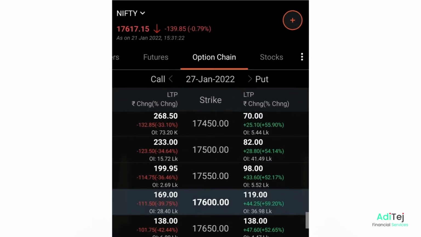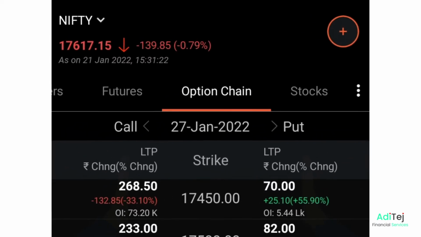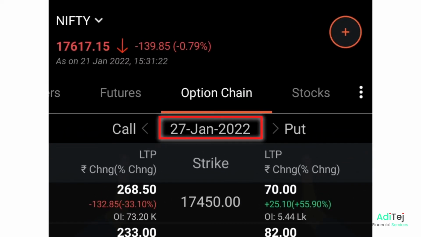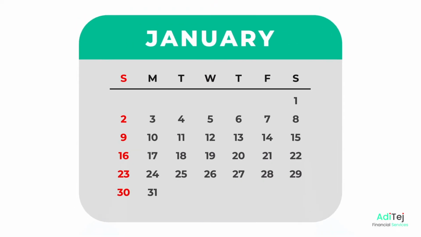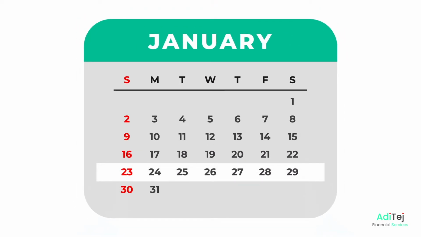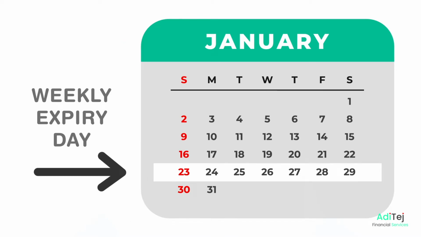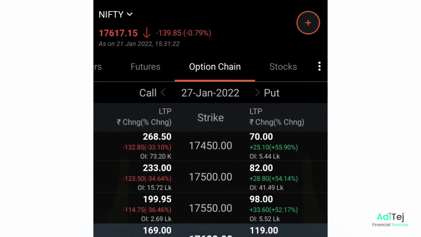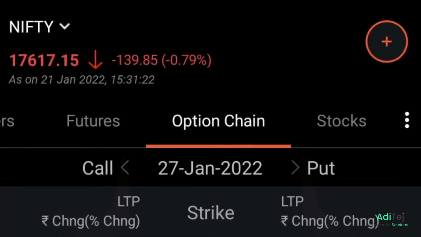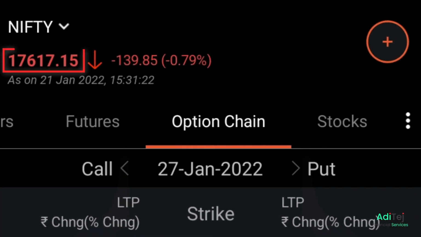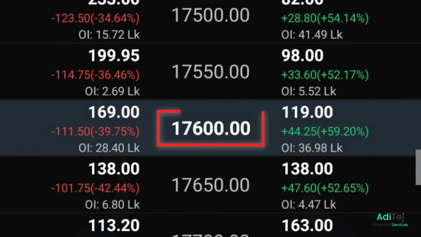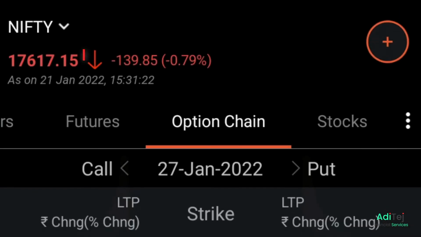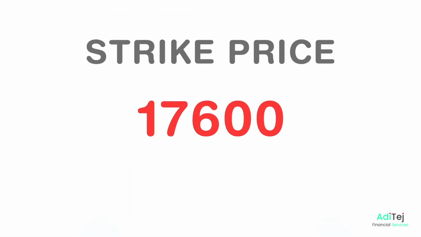For the January month, we can see that the expiry day is 27 January 2022, which is the last Thursday of the month, and since now it's the last week of January, the weekly expiry day is also the same. Currently, as we can see, the cash market of Nifty is at 17,617.15. Since the strike price 17,600 is closer to 17,617, the strike price 17,600 is at the money.